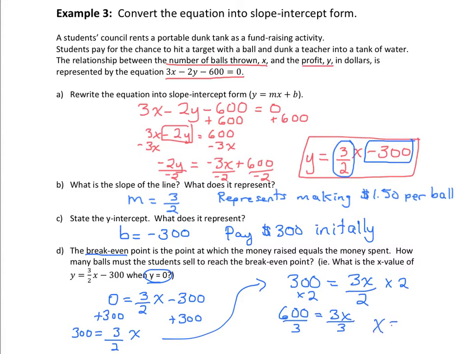And your x is equal to 600 divided by 3, which is 200. And what does that mean? That means that they would have to sell 300 balls for the dunk tank in order to break even or earn the $300 back that they spent to rent the tank initially.